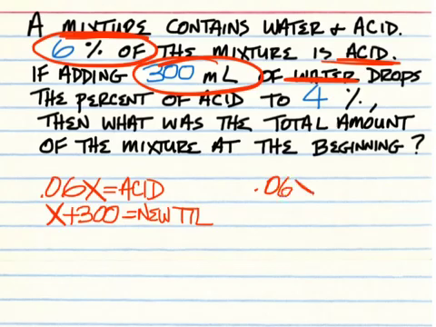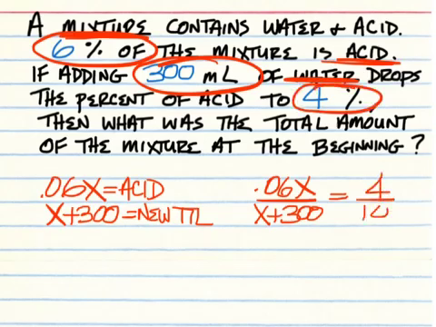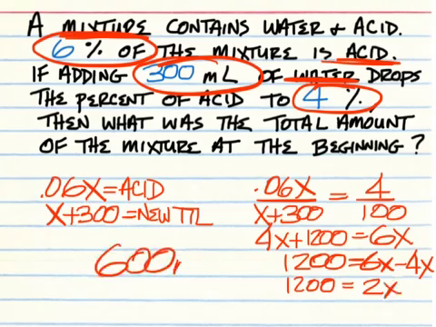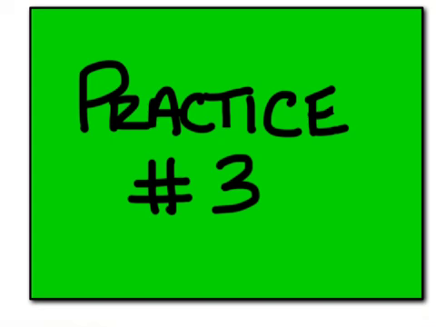Divide the amount of acid by the new total and set that equal to the new percent, which is 4 over 100. Cross multiply to get 4x plus 1200 equals 6x. Leave the 1200 here and then subtract the 4x. 1200 is equal to 2x, and when you divide by 2, you should get 600 milliliters.